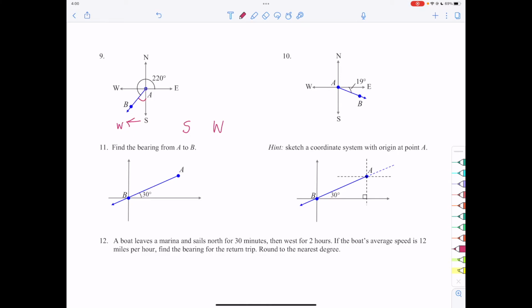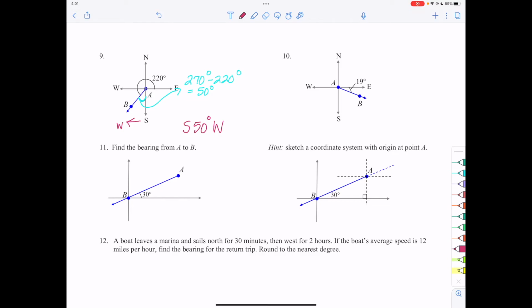Okay, so how are we going to find that angle? This angle right here is going to be 270 degrees minus 220 degrees. And that's how we come up with this angle to be 50 degrees. So we are south 50 degrees west.